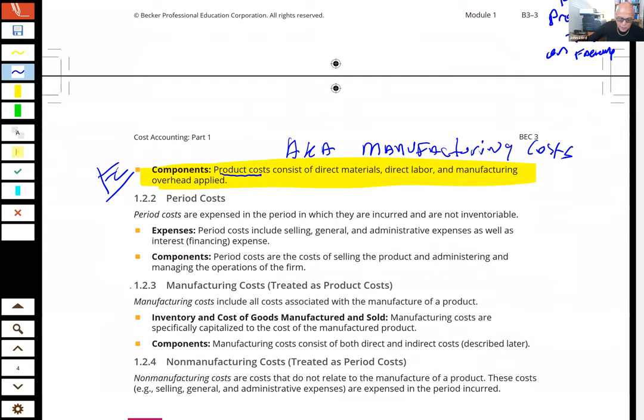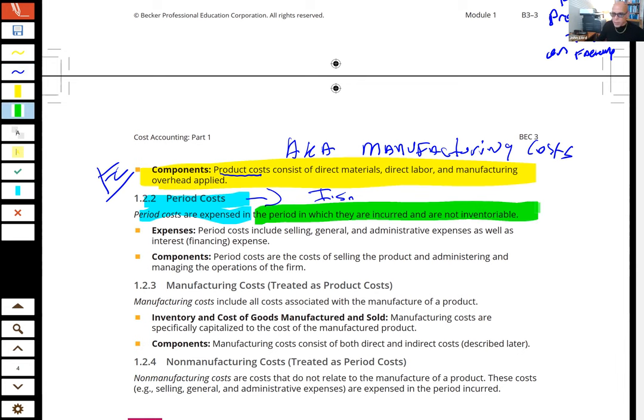Now, we can also have period costs. Period costs are expensed. If period costs are expensed, that means they go straight to what? Straight to the income statement. They are expensed in the period in which they are incurred. They are not inventorializable. In other words, they never hit the balance sheet. They go straight to the income statement, okay?